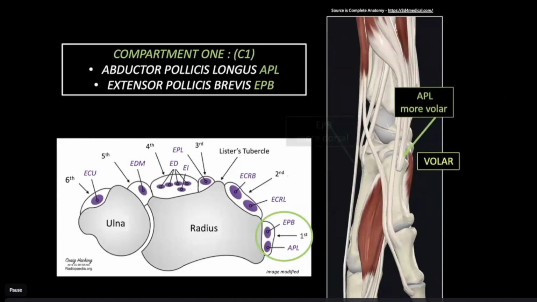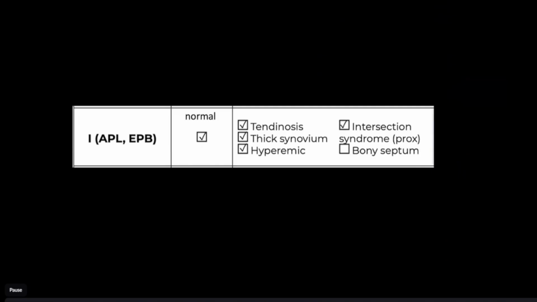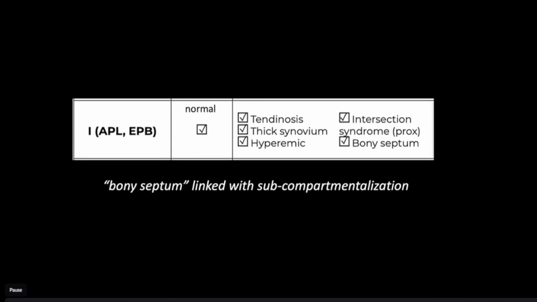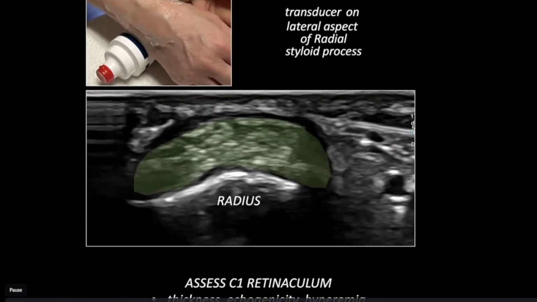APL is more volar, EPB is more dorsal. Things to think about. You want to think about that proximal intersection and a bony septum, which can be linked to subcompartmentalization of that compartment. Probe position is here. You'd have the transducer on the lateral aspect of the radial styloid. There's the tendon, and the retinaculum is that echopore structure over top.